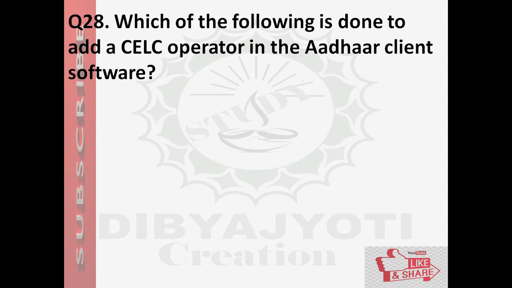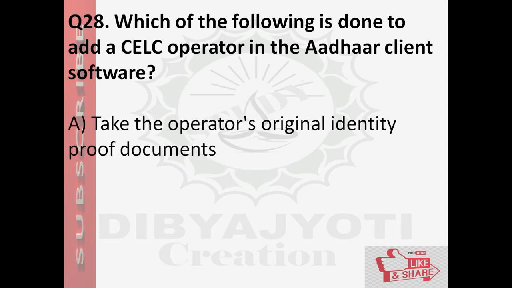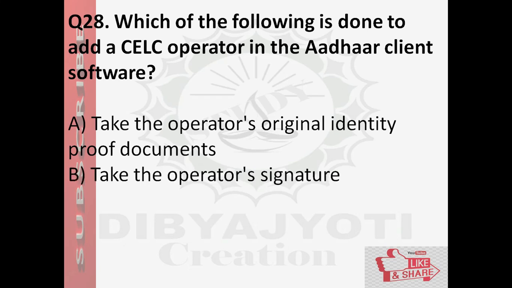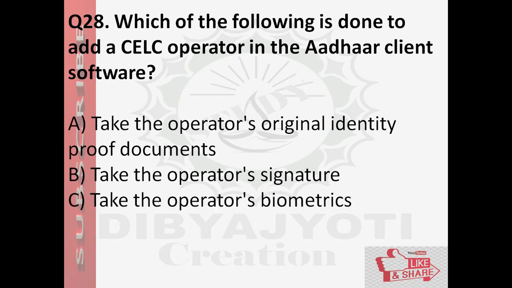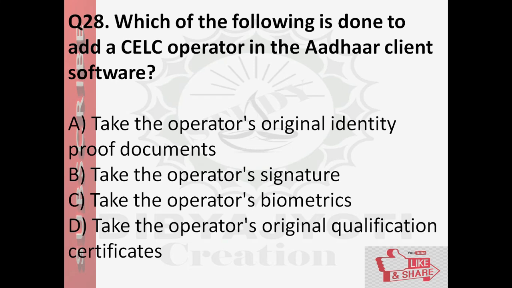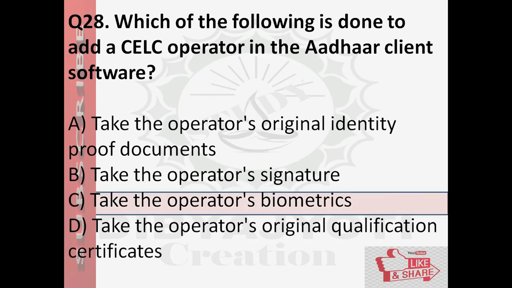Next, question number 28. Which of the following is done to add a CELC operator in the Aadhaar client software? Options are option A, take the operator's original identity proof documents. Option B, take the operator's signature. Option C, take the operator's biometrics. Option D, take the operator's original qualification certificate. And answer is take the operator's biometrics. Then, who is a verifier?